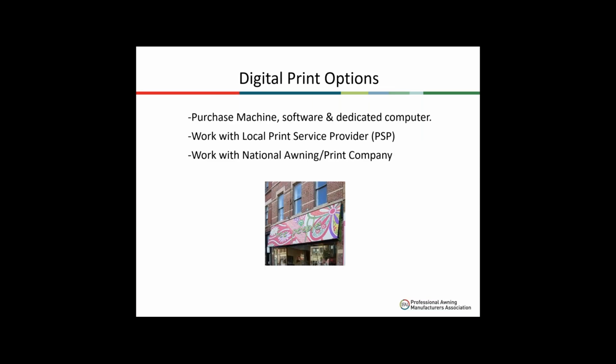So digital print options. How do we get into this? For the most part, you purchase a machine, some software to run the machine, and most of the time you're going to want some kind of dedicated computer. The second option is you can work with what we call a local print service provider, or PSP. You might see that term out there in a lot of graphics magazines. It just means people that do printing. Or you can work with a national awning or print company. There are quite a few of those around these days that will work with awning companies and provide that service for you. They're used to working with awning fabrics, and they know the business very well.